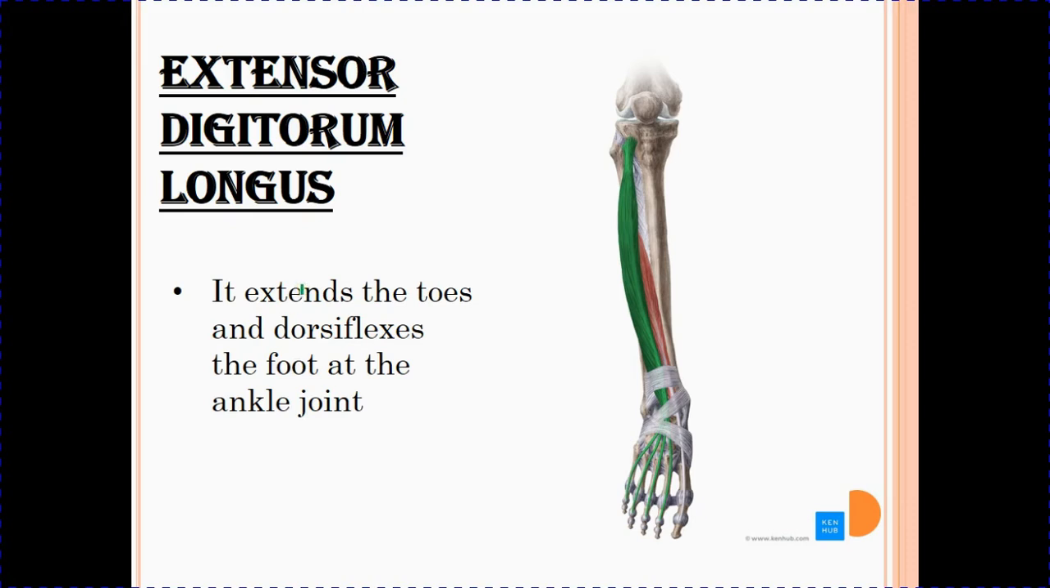The extensor digitorum longus, we said all these muscles are supplied by deep peroneal nerve. Now it is performing 2 functions. The first extends the toes, and second dorsiflexes the foot at the ankle joint. So it is crossing the ankle joint. When it contracts, it will dorsiflex the foot at the ankle joint, and second, it will lead to extension of the toes. It is doing extension of the lateral 4 toes because it is supplying the lateral 4 toes.